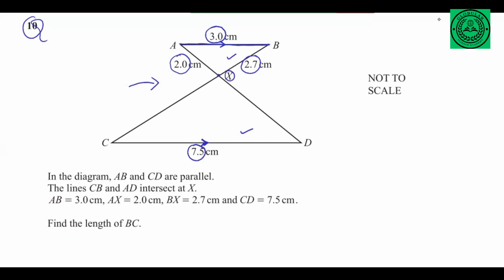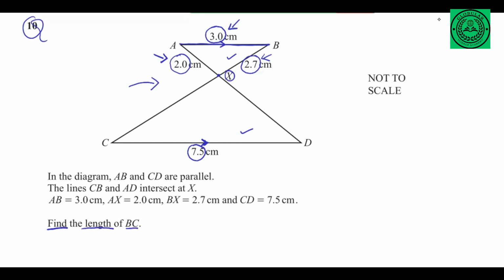According to the given information, AB is 3 centimeters, and AX is 2 centimeters. BX is given to be 2.7 centimeters. And CD, the side containing one of the arrows, is given to be 7.5 centimeters. We are interested in finding the length of side BC.